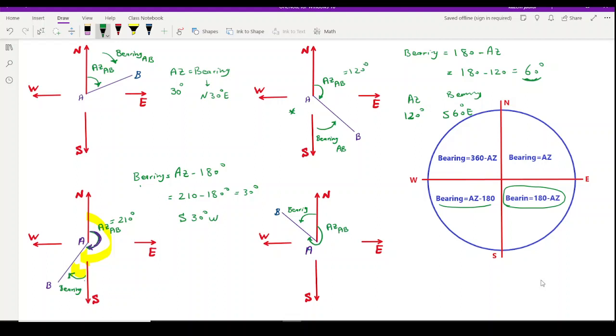That's for the third quadrant. And for the last quadrant, or northwest quadrant, in order to calculate bearing, you have to subtract azimuth from 360 degrees. Again, this is our azimuth. Azimuth goes from 0 to 360 degrees. But we are looking for this angle because bearing is between 0 and 90 degrees. Sorry, 0 and 90 degrees is bearing.